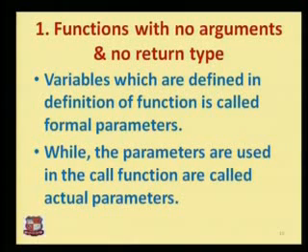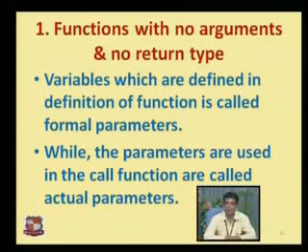Before describing the function with no arguments and no return type, I want to give a short description about formal parameters and actual parameters. The formal parameters are defined in the function definition. The variables defined in the definition of a function are called formal parameters, while the parameters used in the function call, the parameters defined in the calling of a particular program, are called actual parameters.